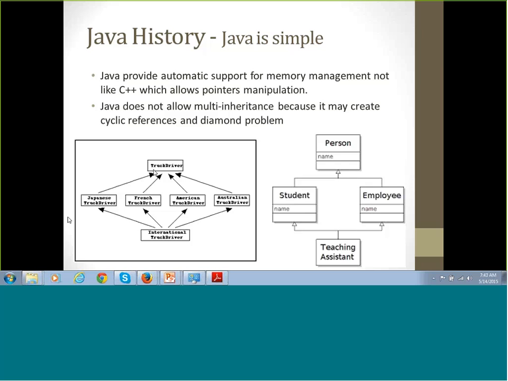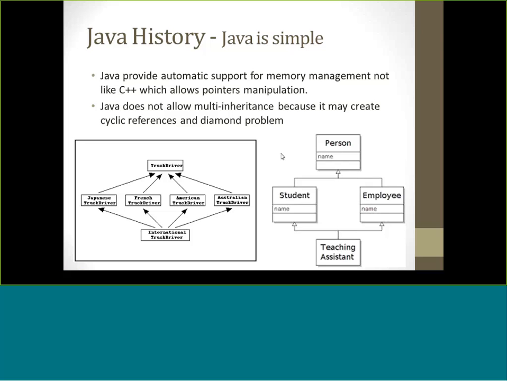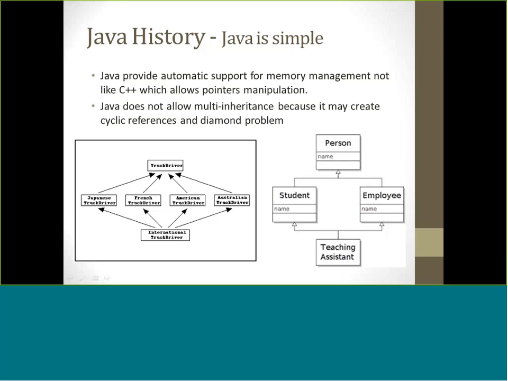On the other hand, we have this example as well. The truck driver can be Japanese, French, anybody can be a truck driver, but an international truck driver will have the features from all these things, right? So this is what Java doesn't allow you, the multi-inheritance. We'll see what inheritance and multi-inheritance basically are during the course. But for now, Java is simple basically. In many terms, it is very much simple. It is very much managed.